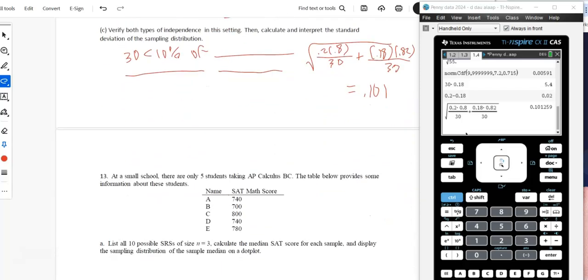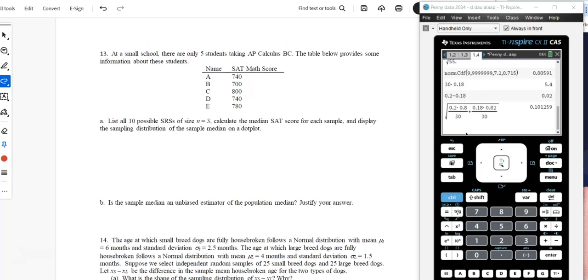13. At a small school, there are only 5 students taking AP Calculus BC. The table below provides some information about these students' SAT scores. List all 10 possible simple random samples of size n equals 3. So I'm just going to be very systematic: 740, 700, 800 together. You could put 740, 700, and 740 together. 740, 700, and 780. Put those together. I think those are all the ones that start with 740, 700.